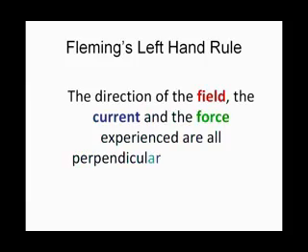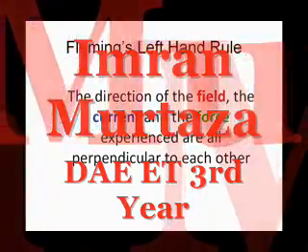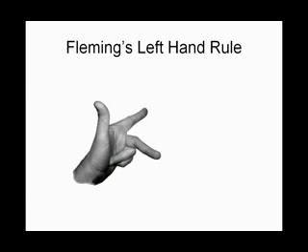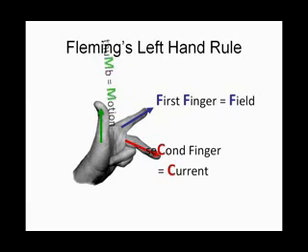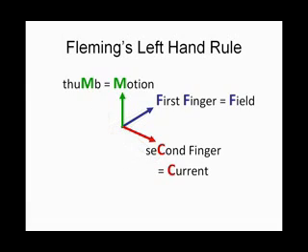The direction of the field, the current and the force experienced are all perpendicular to each other. To figure out which is which, we use Fleming's left-hand rule. So we have our thumb, first finger and middle finger all at right angles. First finger is the field, second finger is the direction of the current, and the thumb is the direction of motion of the conductor. As you can see, all at right angles to each other. It's like an XYZ graph.